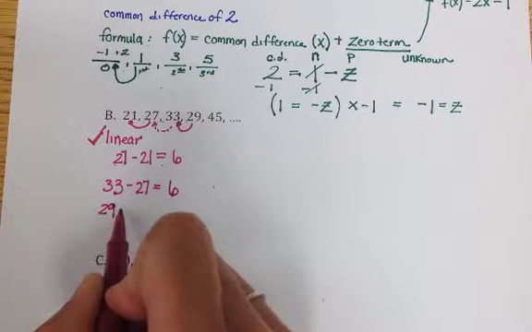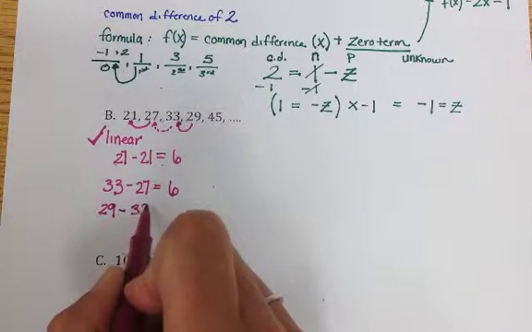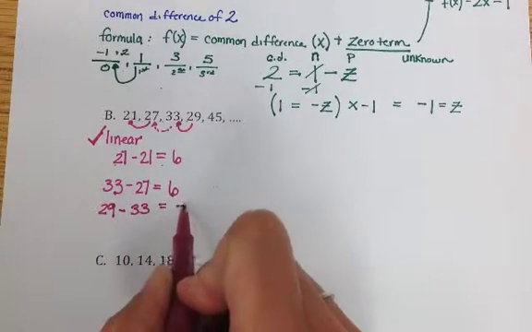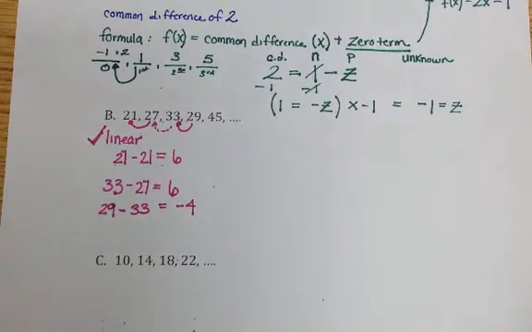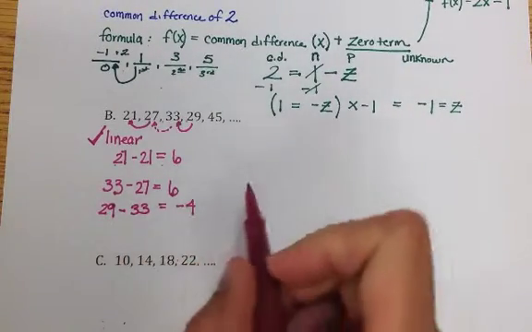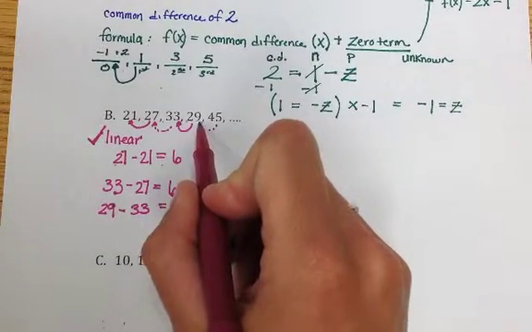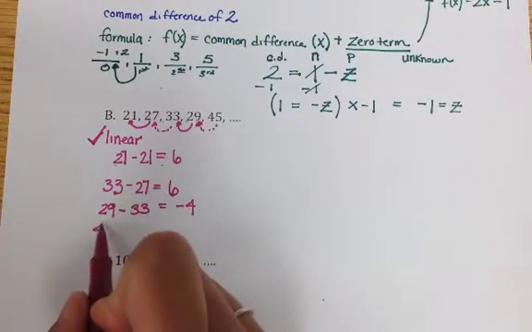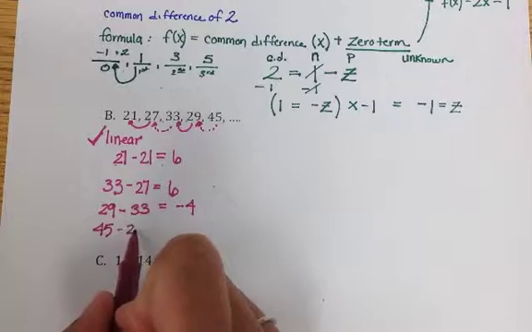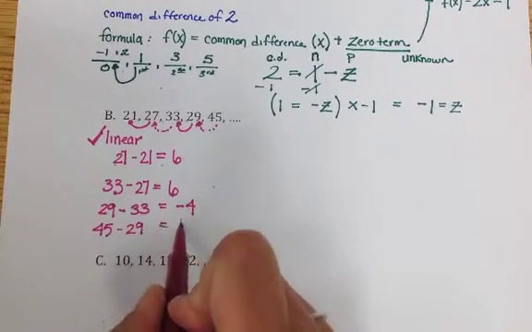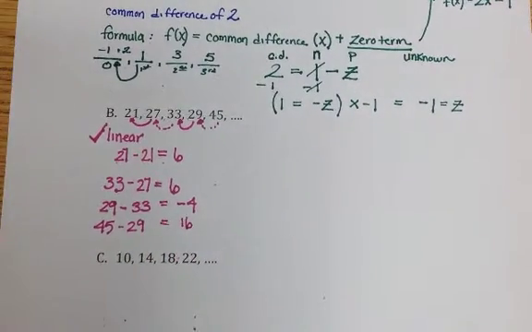29 minus 33, which would equal negative 4. So right there is an indication it's not the same for the common difference, but we're going to check the last one just because what if you skipped this one, which we know we shouldn't do. We need to test all of them. So 45 minus 29 would equal 16. So you could also catch it there.